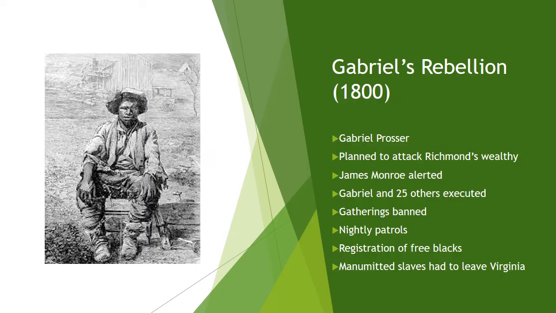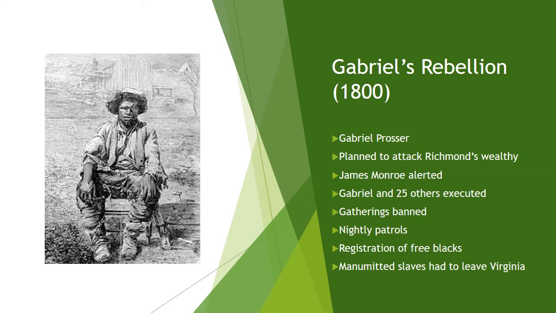Urban slaves did not see their relative independence as any kind of relief from their slave status. I mean, they understood the absurdity of their own position. Gabriel, an enslaved blacksmith who lived outside of Richmond, Virginia with his brothers on a tobacco plantation belonging to his owner, Thomas Prosser, led a plot to overturn slavery in Richmond during the summer of 1800.